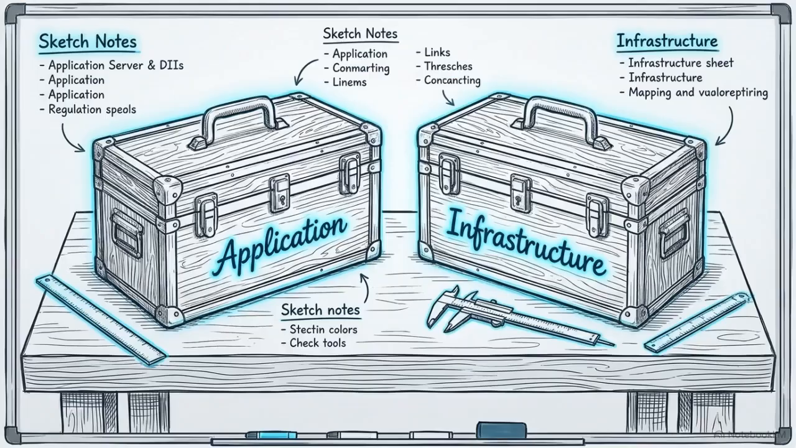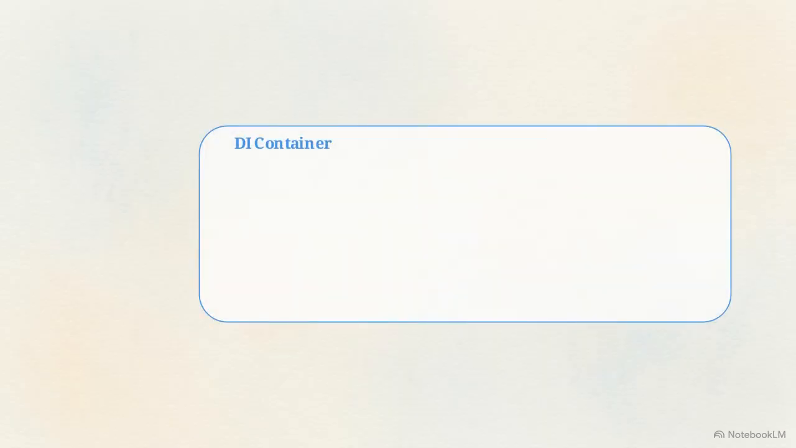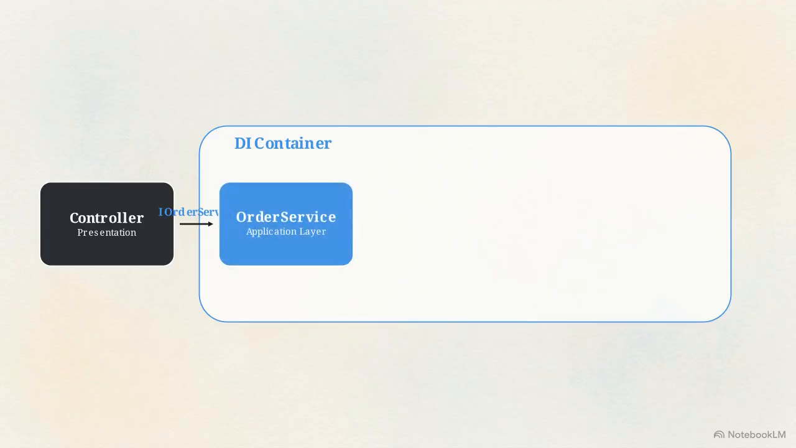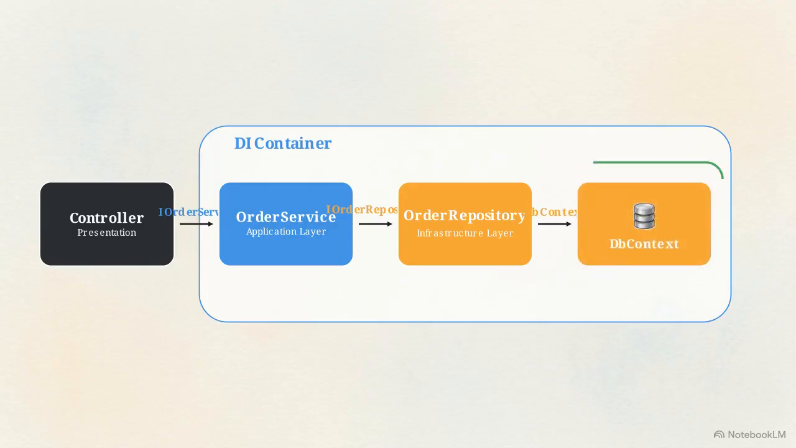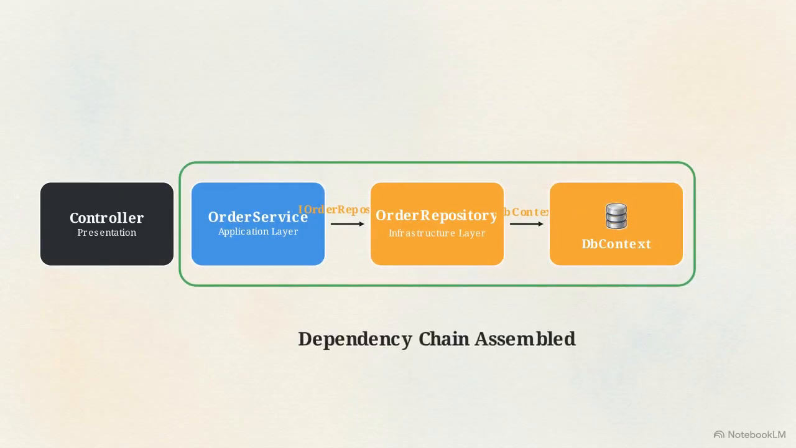Clean design uses extension methods within the application and infrastructure layers to handle their own registrations, keeping the API's main startup file clean and manageable. At runtime, the DI container is an assembly line. The controller requests an IOrderService. The container builds this service, which demands a repository from the infrastructure layer. It injects a DB context into the repository, then hands the assembled chain to the controller.